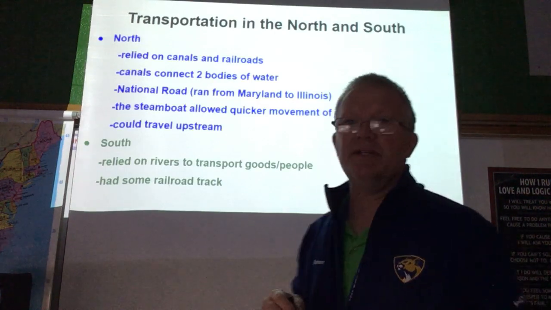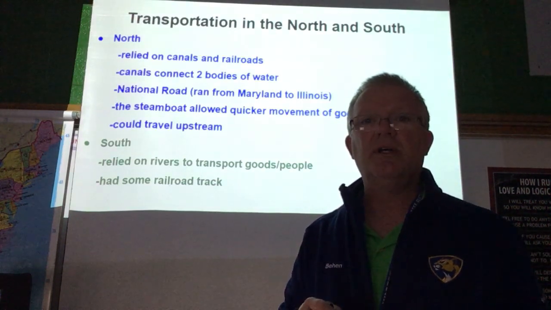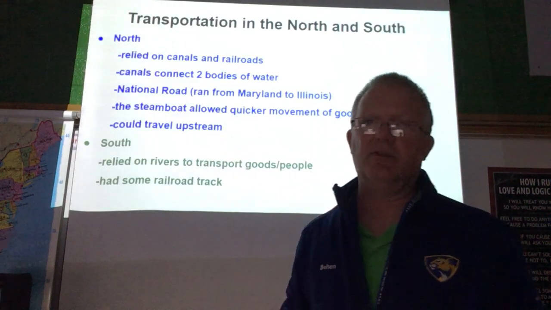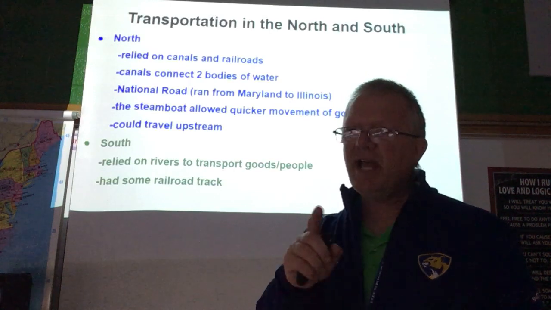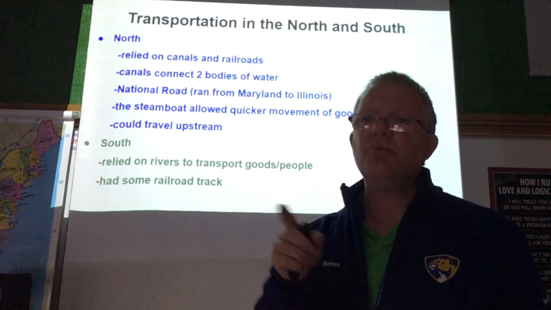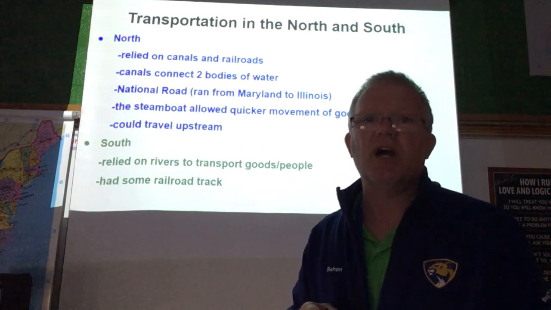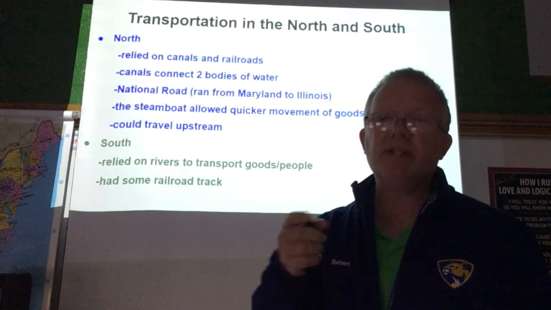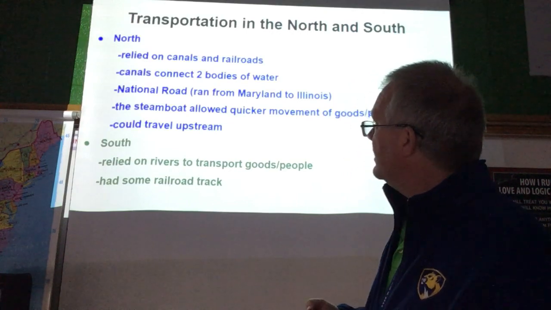The steamboat's going to be invented by Robert Fulton, and the steamboat allowed travel of goods and people both upstream and downstream. We'll take a look at that as well. In the South, they relied on rivers. They're going to have some railroad track down in the South, but they're going to rely on rivers. They didn't want to build all those roads and canals. They thought that was a waste of government money. They said, hey, we got the rivers. We're going to continue to use these rivers. So let's take a look.